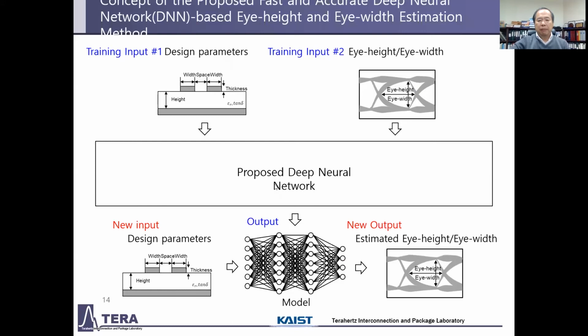And then if we have this deep neural network, which is trained using this computer-generated data, if we give the input parameters, it can immediately estimate the output. We don't need to run all the simulations.